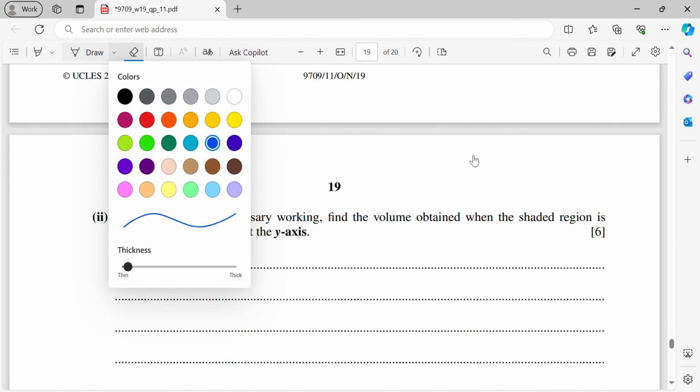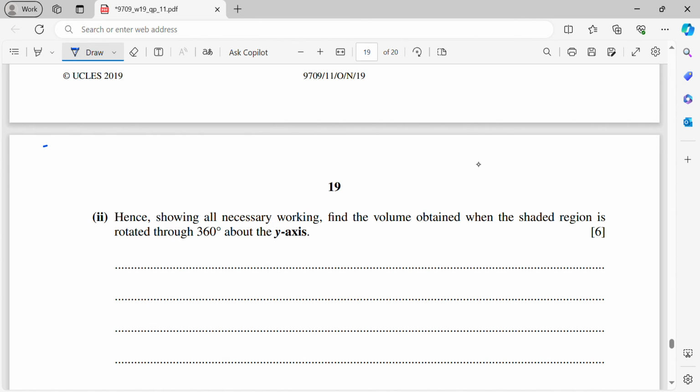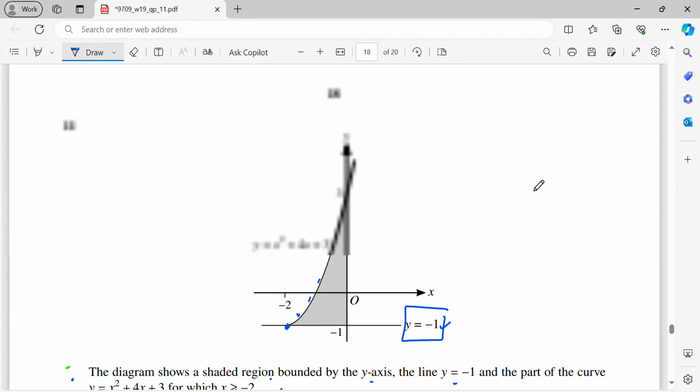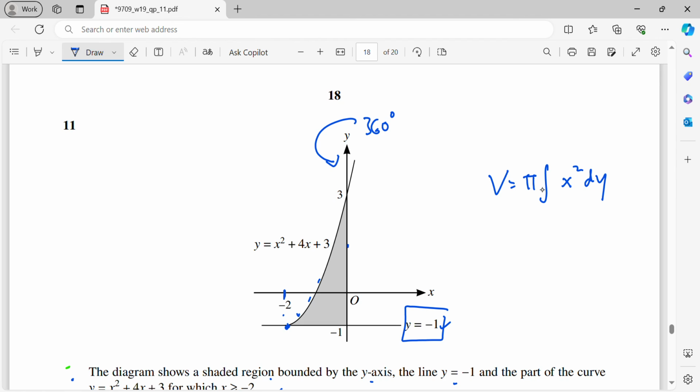Now part 2. Hence, show all necessary working. Find the volume obtained when the shaded region is rotated through 360 degrees about the y-axis. So now refer back to the diagram. You are rotating this region 360 degrees about the y-axis. So when you rotate, the formula is V equals pi x squared dy. Then the x value will be from -2 until 0.